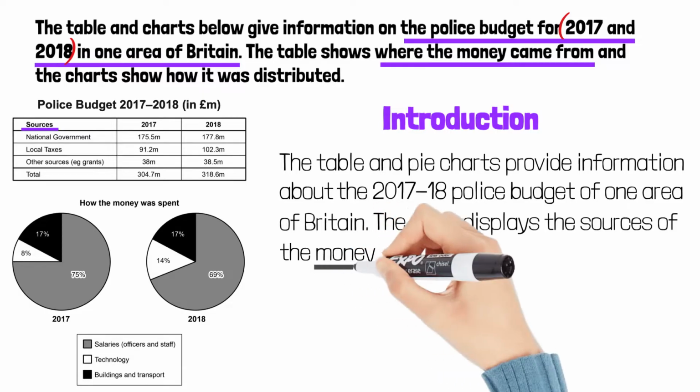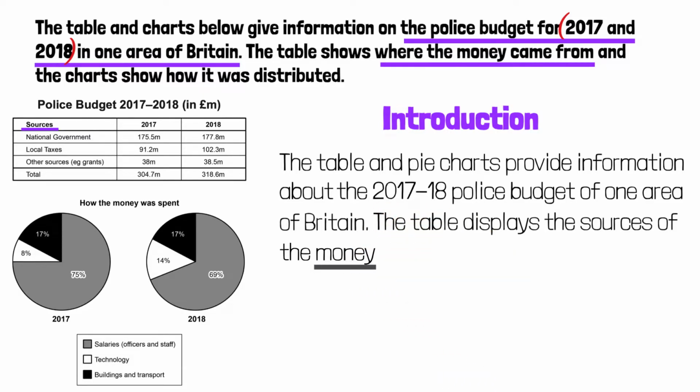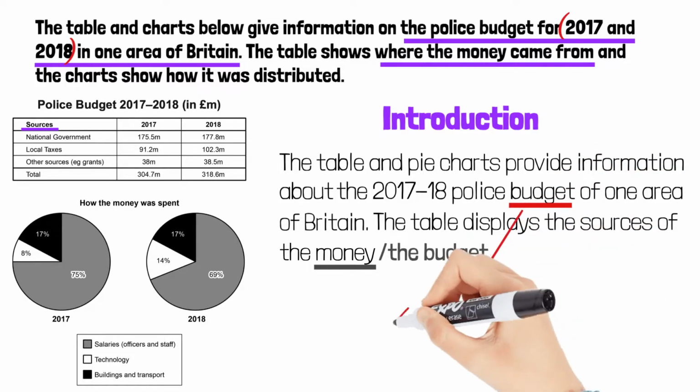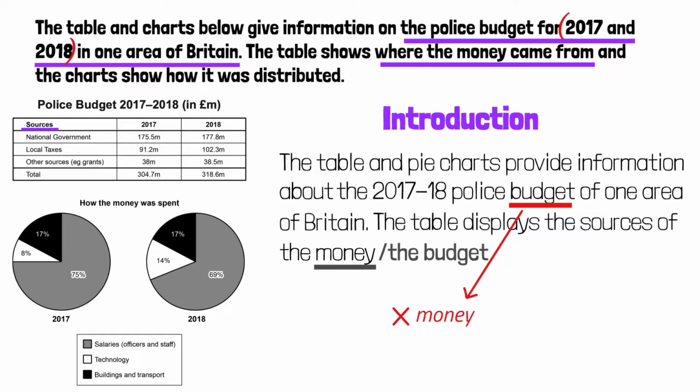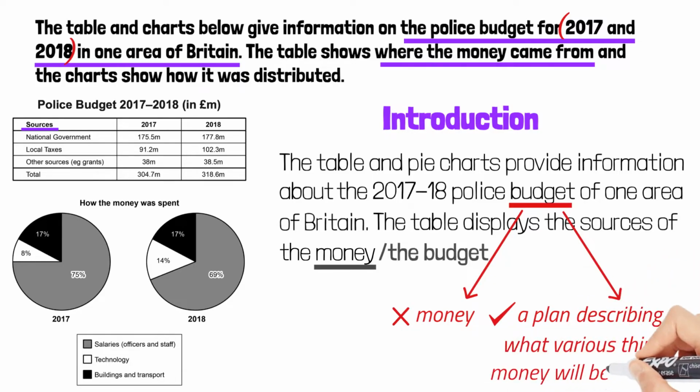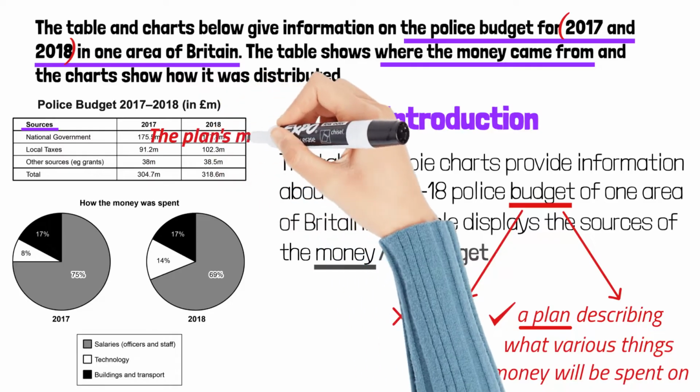Now, how can we replace money? Can we replace it with budget and say the sources of the budget? No, we can't. The budget here refers to the budget in the first sentence. But in the first sentence, budget doesn't mean money. In English, budget as a noun can mean just money in the casual sense, but it more commonly means a plan to spend money. A budget is a plan describing what various things money will be spent on. This is exactly what budget means in the first sentence. It means a plan. The plan needs money.